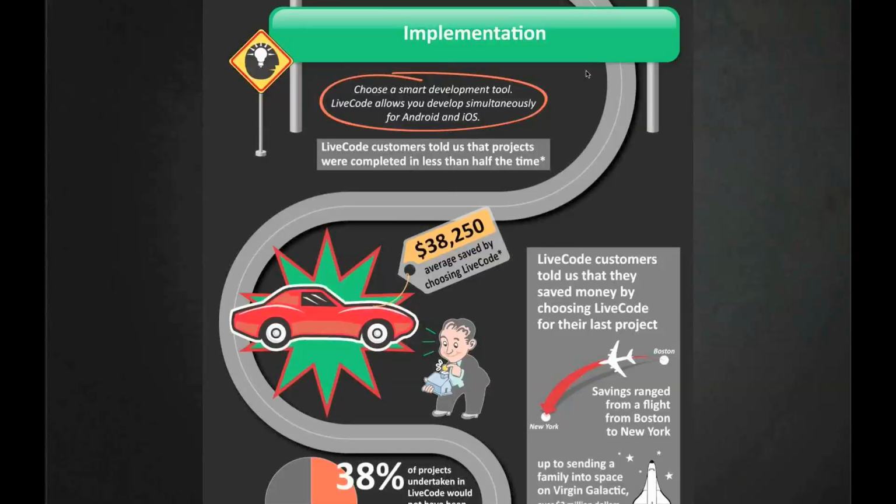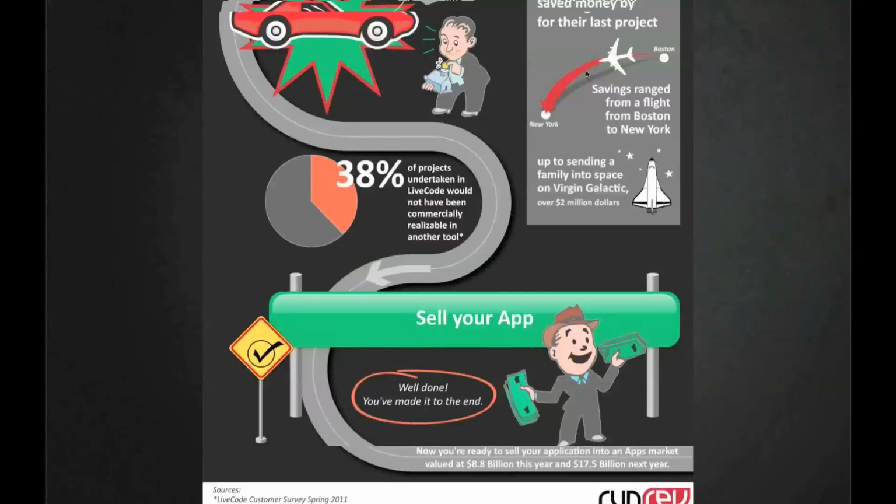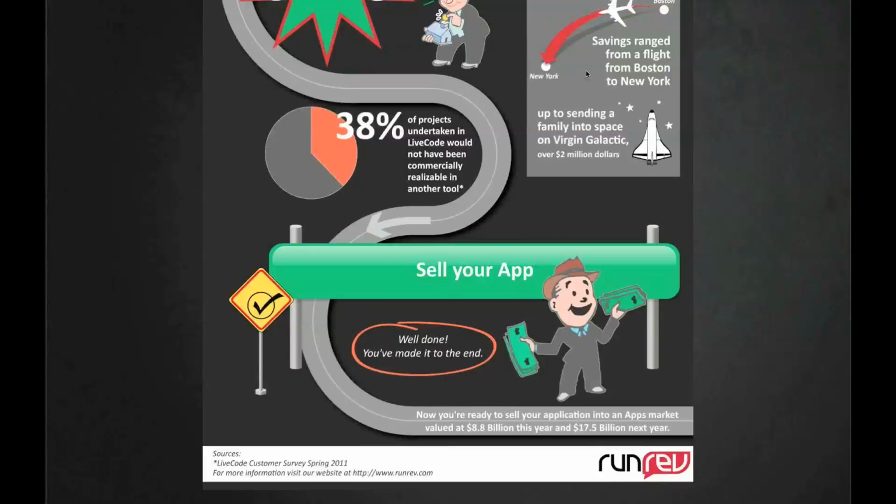And obviously it ranges very much depending on the size of the project, but it goes from the cost of a flight from Boston to New York right up to the cost of sending a family into space on Virgin Galactic, so a saving over $2 million. And this comes from research from our customer base. We asked our customers what tools they would use and what alternatives they would choose if they weren't, for some reason, able to use LiveCode for a project. And another really interesting thing that they told us was that 38% of projects undertaken in LiveCode would not have been commercially realizable in another tool.